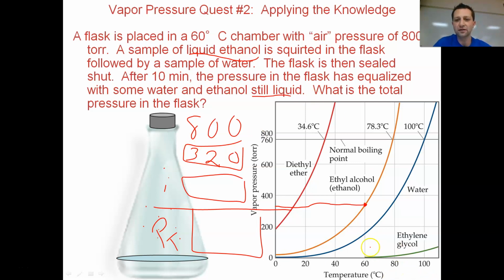Do the same thing for water. 60 Celsius to water and over. Looks like we get about, I don't know, 160, 170. Let's just go with 160. Okay, add them up, and you get a total pressure of 1,280 torr. So it's just Dalton's law of partial pressures. Inside this flask, we have our air pressure, whatever that was. We have ethanol vapor, and we have water vapor, making up those three partial pressures to add up to 1,280 torr. Not too bad.